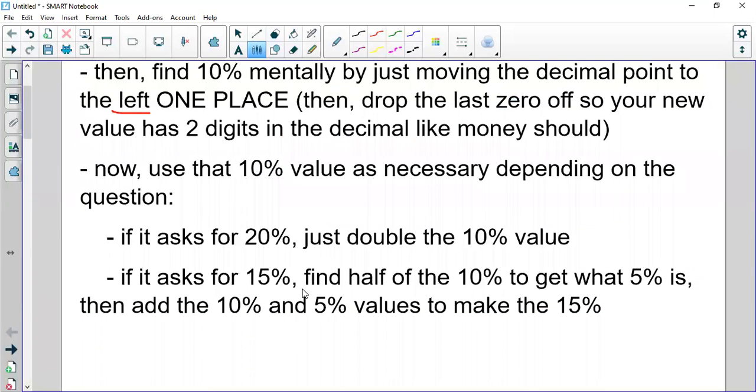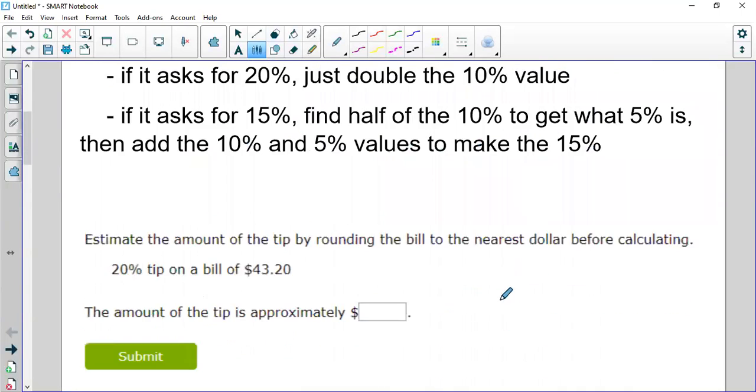Sometimes they're going to ask you to find a 15% tip. A 15% tip is a little more complicated, but it's not that bad. First, if I have 10%, I need 5% more. Well, 5% is half of 10%. So take your 10% number and find half of that. That'll tell you how much 5% is. So now you'll have a 10% number and a 5% number. Add those two numbers together and that'll make your 15% total. So let's see how it works in action.